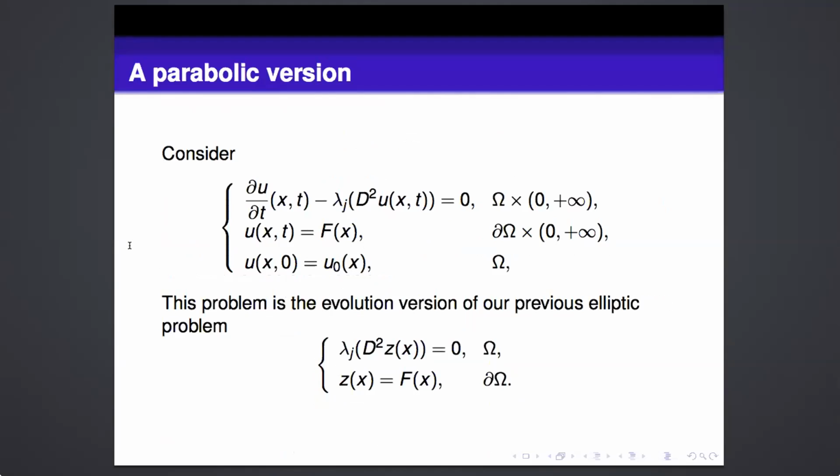Okay, about the evolution problem. Let me start talking about the evolution problem. The evolution problem associated with the eigenvalues of the Hessian is this one. You take your elliptic equation, lambda_j of D^2u, and you add some u_t in front. This is the evolution equation associated with this operator that is given in terms of the eigenvalues of the Hessian. Dirichlet boundary condition on the boundary of omega and an initial condition inside omega. And this problem is just the parabolic version of what you saw previously.